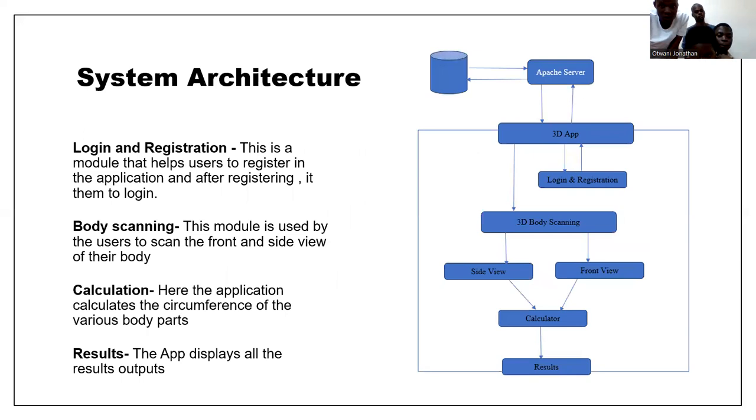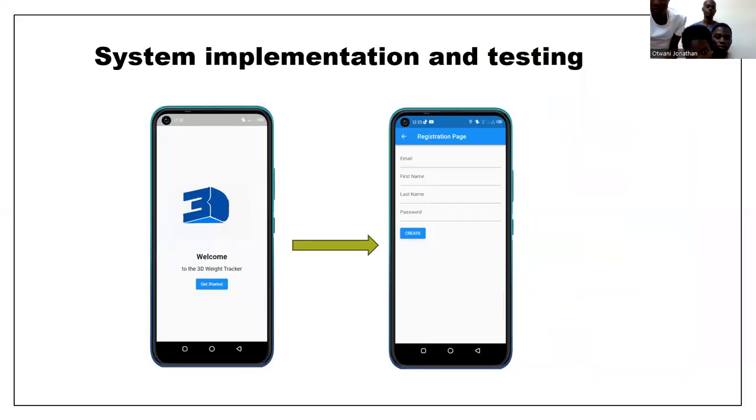On the system architecture, we have login and registration. That's where the user registers in the application, and after registering, they are allowed to log in. Then body scanning is a module that the users use to scan the front and side view of their body. After that, the application is able to calculate the circumference of the various body parts through computer vision algorithms, and the result will be displayed.